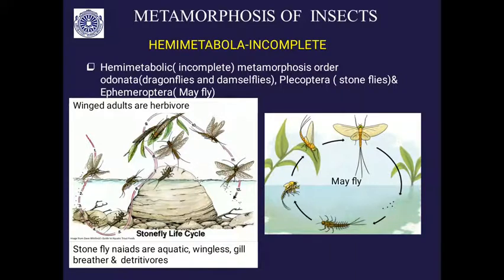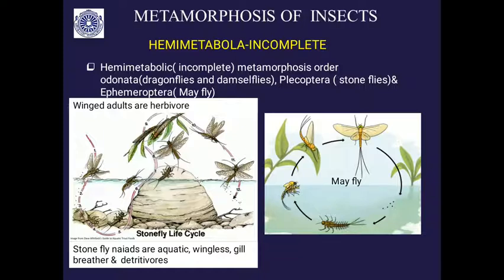Another hemimetabolic metamorphosis or incomplete metamorphosis you will find in the order Odonata, that is the dragonflies and damselflies, what you have seen already. Plecoptera means the stoneflies. So these are also common flies you will find. Then in Ephemeroptera, that is in the case of mayfly.